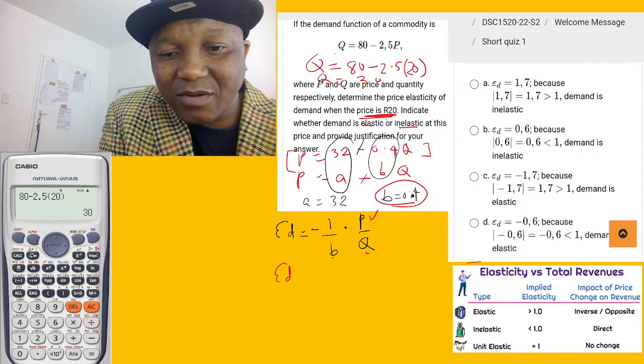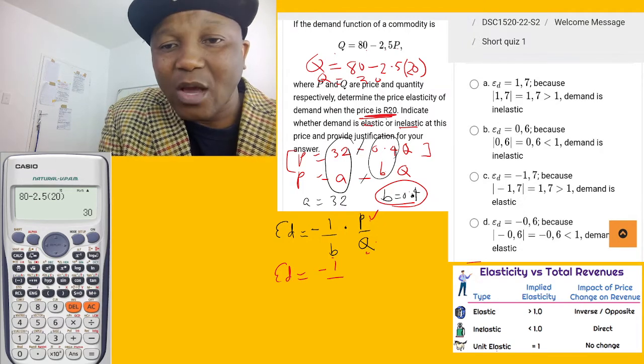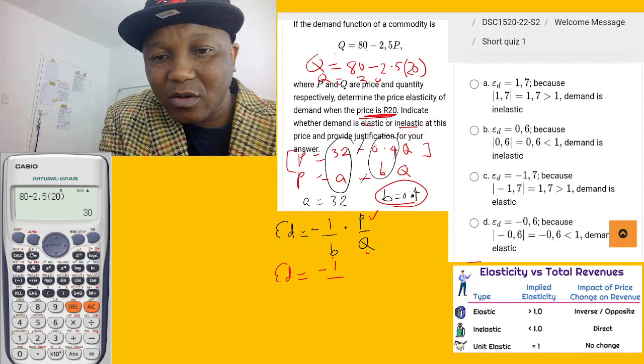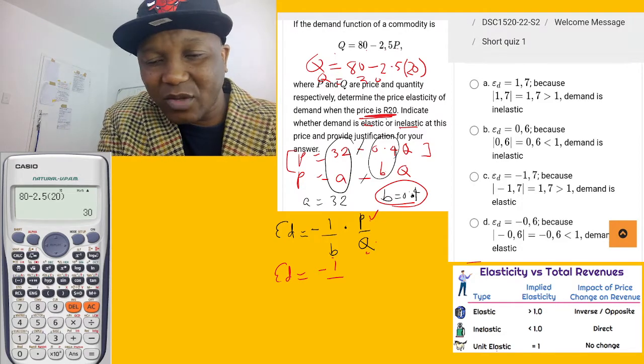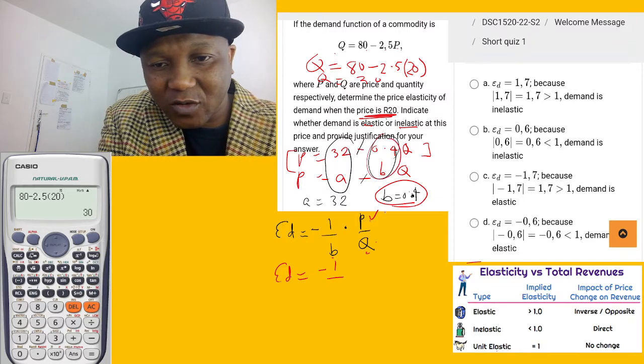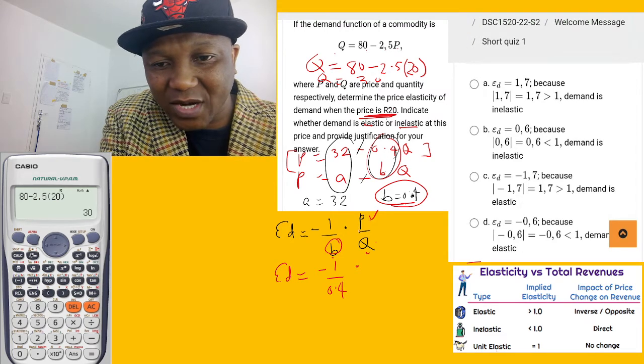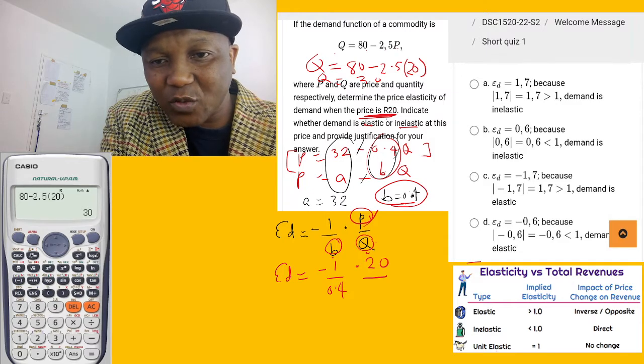So elasticity of demand equals -1 over B. What is the value of B? B equals 0.4. So instead of B, I'm going to say this B is going to be 0.4 now. Multiply P. What is the P? P equals 20. I'll replace this P with it. 20 over Q. What is the value of Q? Q is equal to 30.